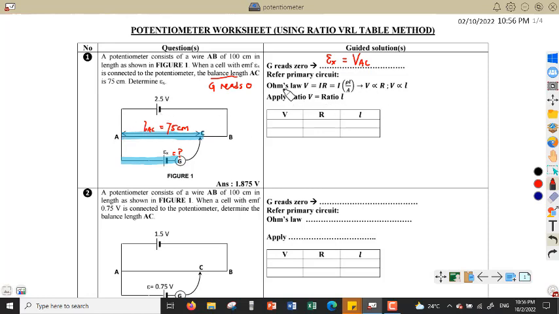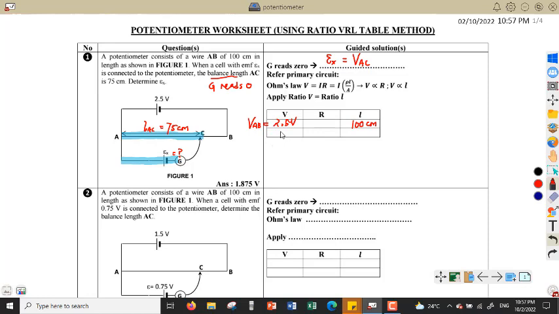So we are going to apply Ohm's law, V equal to IR. R is rho L over A for a wire. So we find out that our voltage is proportional to the resistance, or our voltage is proportional to the length. So we apply the ratio of V equal to the ratio of L. We start with the driver cell. The voltage 2.5 volt, as we can see clearly in the question, is connected across the whole wire AB, whose length is 100 cm. So the 2.5 volt is the voltage across the whole wire AB.